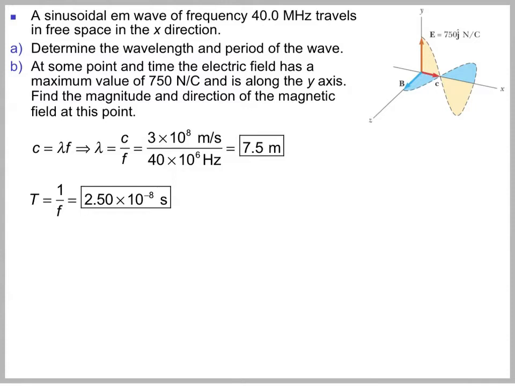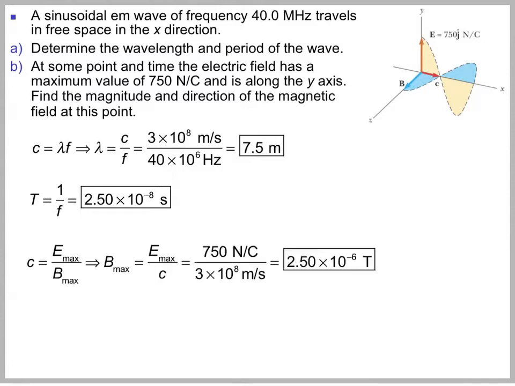We also know that the speed of light is the maximum electric field over the maximum magnetic field, so Bmax is E over c. And then we get that the maximum magnetic field is 2.5 times 10 to the minus 6 tesla.